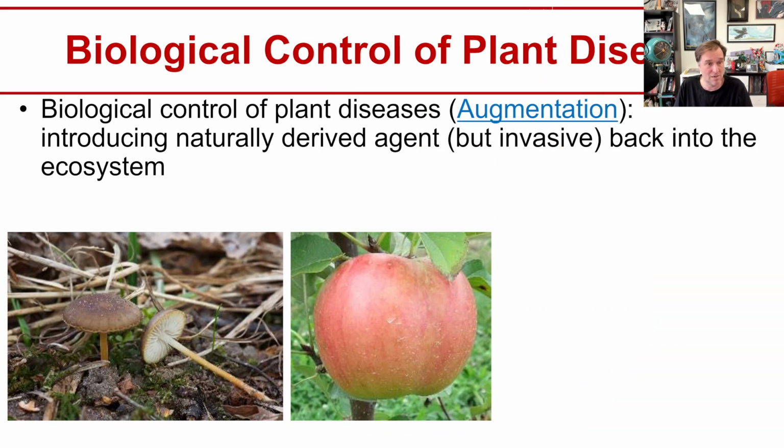But what can we do? We usually do a process called augmentation. We take a naturally derived agent.